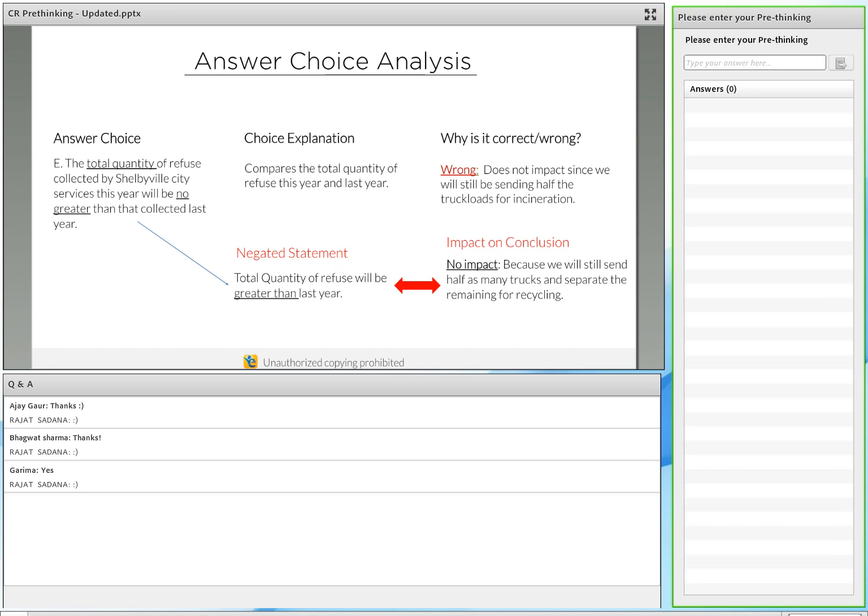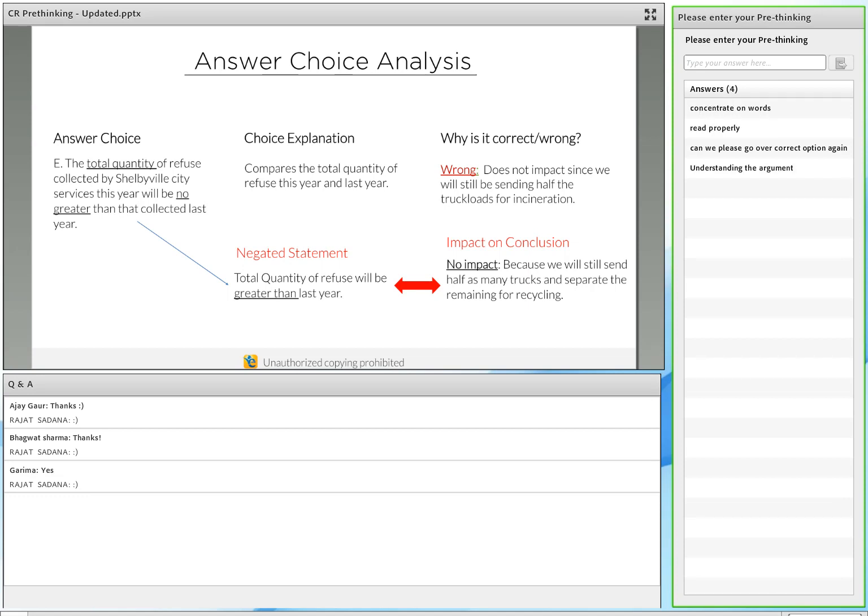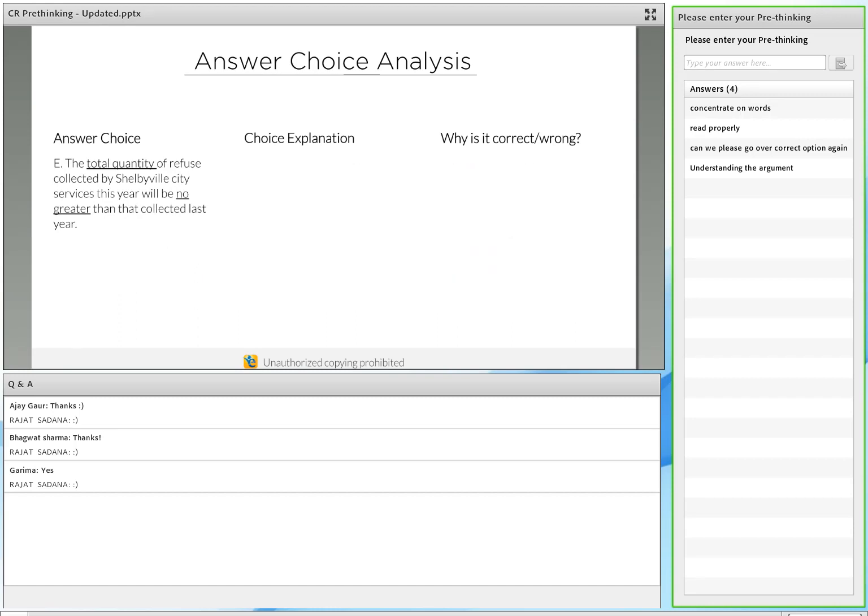So, what did we learn from this? What did we learn from this argument? Half of you got it wrong, half of you got it right. Think about it. Why did you make a mistake? Those of you who made a mistake, those of you who got it right, did you read it properly? Did you understand it? Read properly, concentrate on words. When statements start to overwhelm you, slow down. Why? Because you want to concentrate on words.